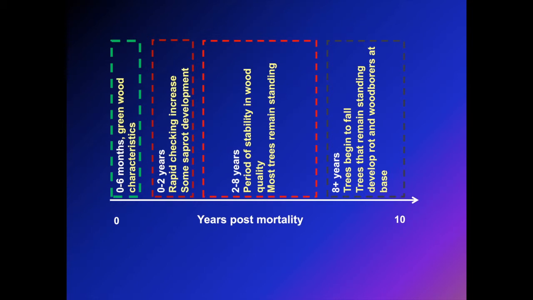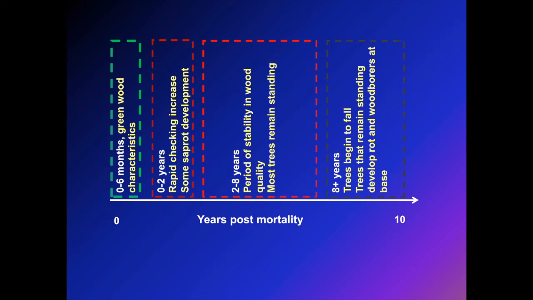So there's a window of opportunity that's very, very short, that goes up to about 6 months post-mortality, where you have green wood characteristics, and this is driven by the blue stain component. Between 0 and 2 years, there's a rapid change in moisture content in the heartwood, and that's when most of the checking develops. And there is some initiation of sap rot at this point.